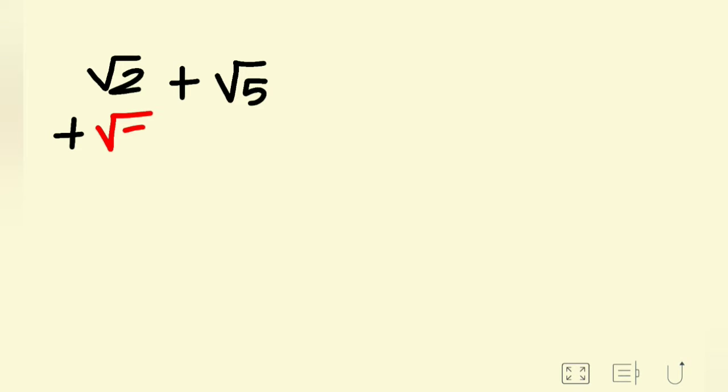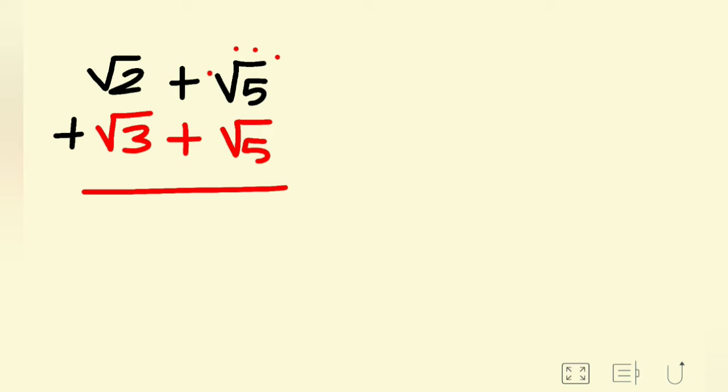So now we are going to see how the root numbers are calculated. I'm writing some root numbers like root over 2 plus root over 5. If I add this root over 2 plus root over 5 with root over 3 plus root over 5, how do we add this? So we can see here root over 5 plus root over 5.